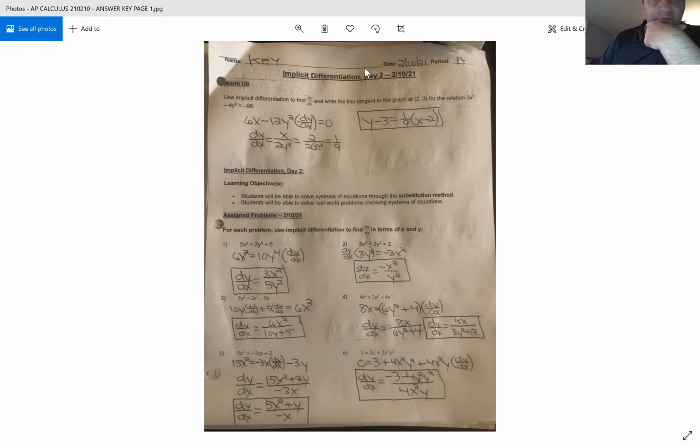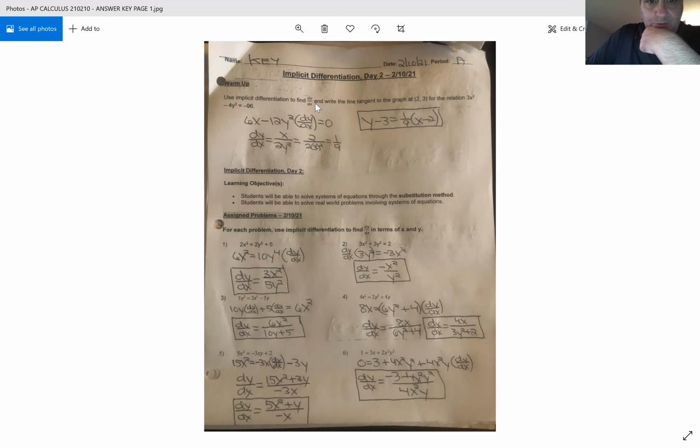This is just a video to go over these problems from this assignment. The first one up here: use implicit differentiation to find the derivative. Write the line tangent to the point at (2, 3) for the equation 3x squared minus 4y cubed equals negative 96.